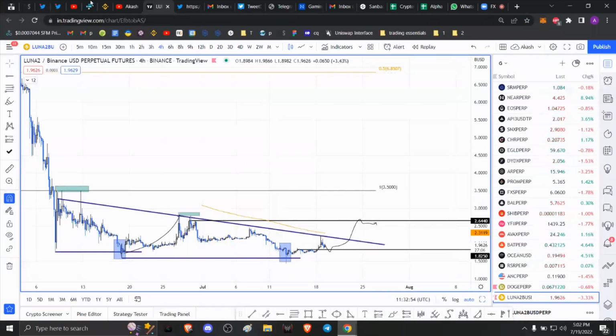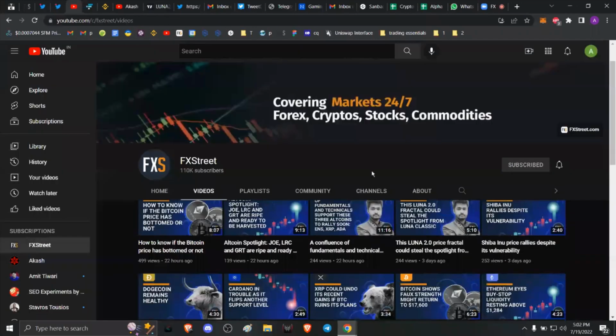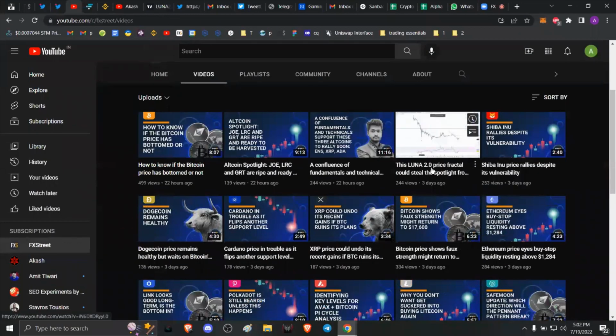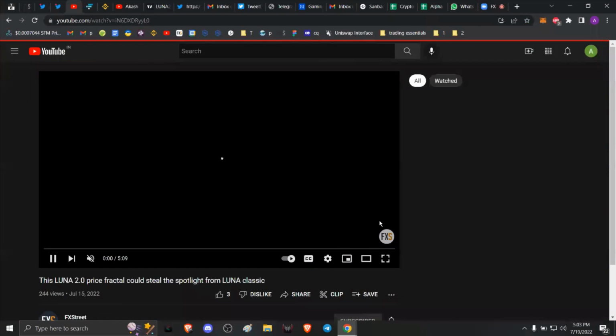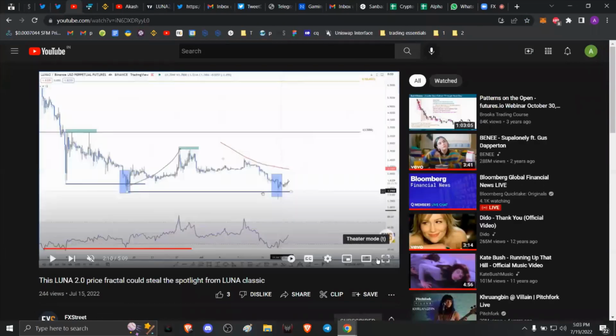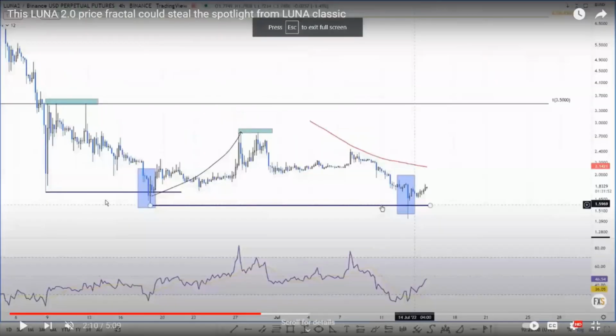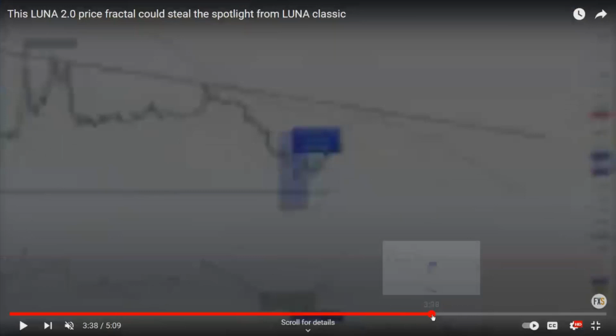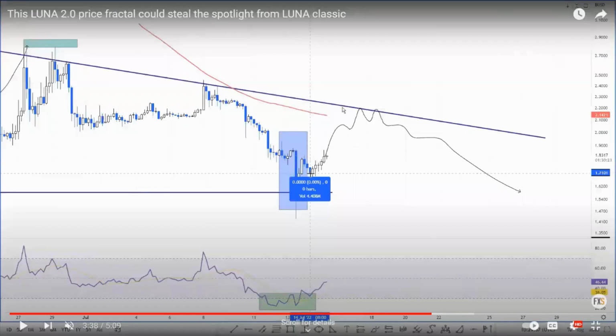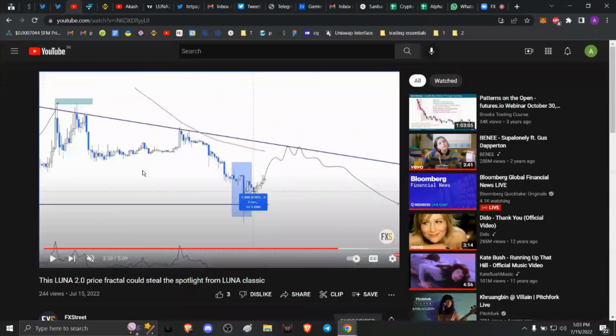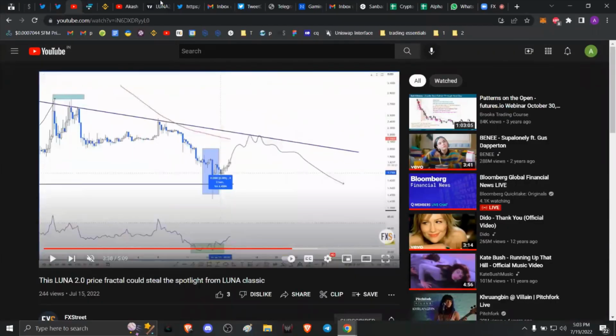Right, the last time we discussed Luna, I just want to point this out, was around just 3 days ago, in which I explained that there was a price fractal. I basically explained the price fractal, and then I talked about how Luna could go all the way up to this declining trend line, which was basically a 45% upswing. Let's take a look at what's happened since then.